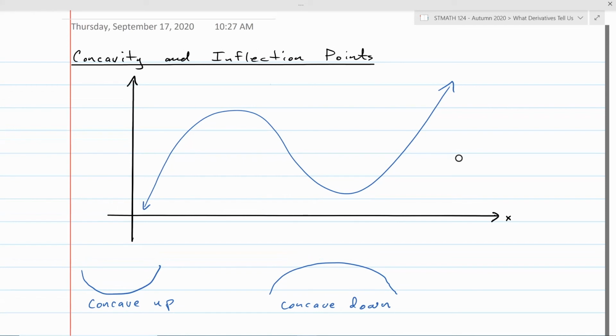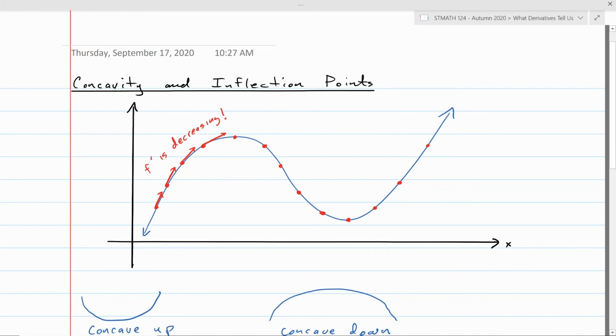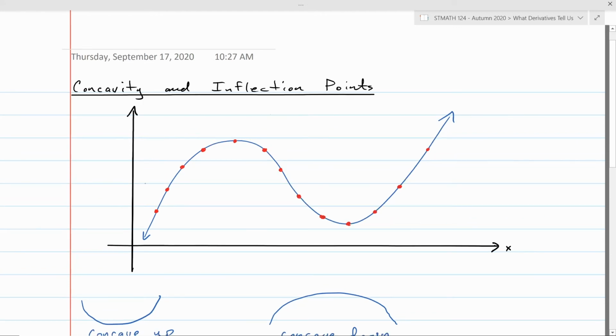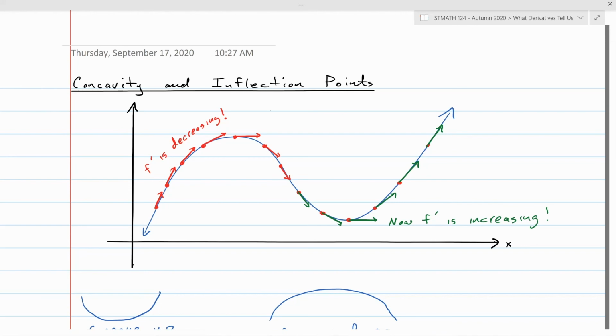Now I want to relate where it's concave up or concave down to the derivative. So I want you to watch this progression of the derivative. I'm going to make a little animation here, and I want you to follow the slope of the tangent line as you move from left to right. That went pretty fast. Why don't we check it out again? So did you see that?